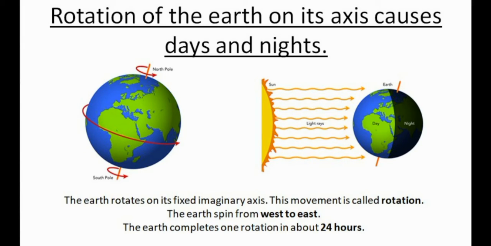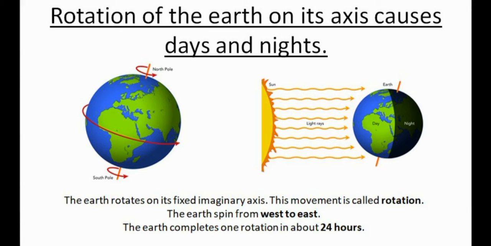The earth spins from west to east, and the earth's axis is slightly tilted, as you can see in the picture. And the earth completes one rotation in 24 hours. This makes a complete day.